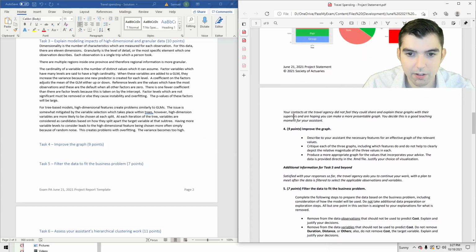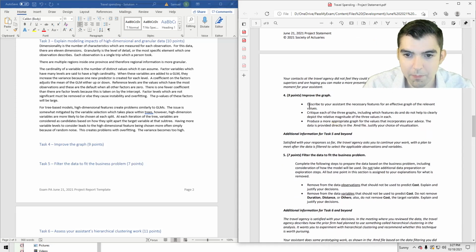this question is, your contacts at the travel agency did not feel they could share and explain these graphs with their superiors and are hoping you can make a more presentable graph. You decide this is a good teaching moment. Describe to your assistant the necessary features for an effective graph of the relevant values.